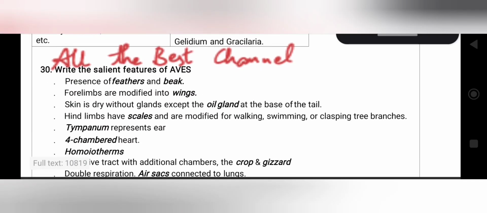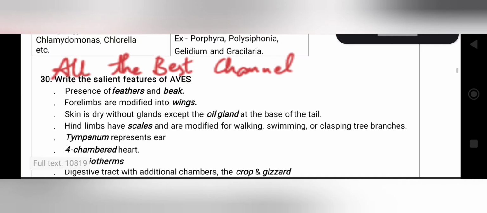Write the salient features of Aves. Presence of feathers and beak. Forelimbs are modified into wings. Skin is dry without glands except the oil gland at the base of the tail. Hind limbs have scales and are modified for walking, swimming or clasping tree branches.